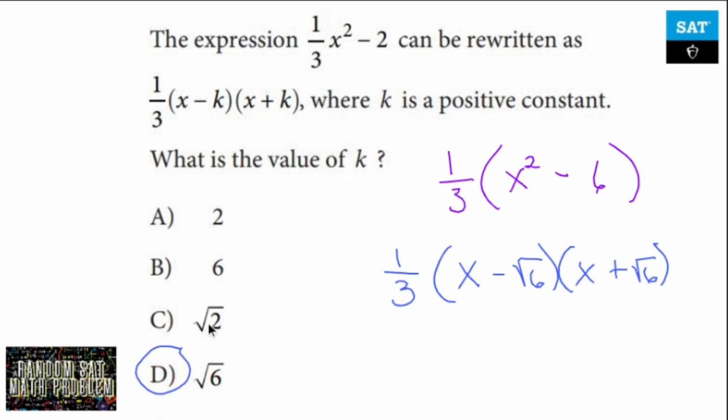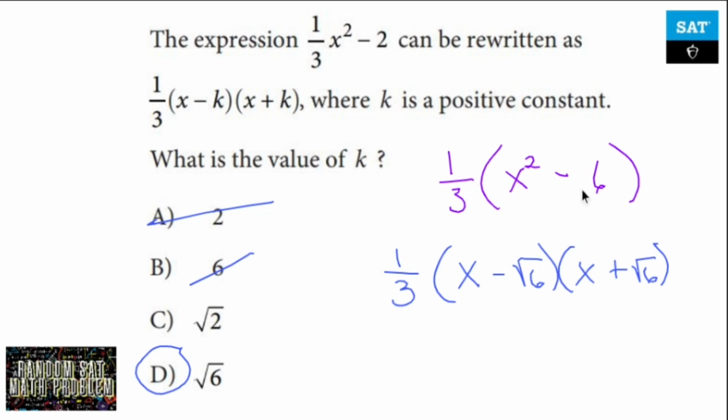Very advanced problem, very tricky. But those of you who have a math mind could probably figure that out. Another way you could do this is pretend that k is 2, FOIL that out, multiply it by a third and find out that you're wrong. Then pretend that k is 6, FOIL that out, multiply by a third and find out you're wrong. That'll take some time, maybe longer than doing it the way I did.